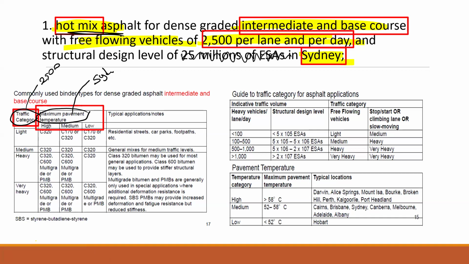Okay, so Sydney temperature is what? Is it high, medium, or low? Medium. Where do you see the Sydney? So that one is here, isn't it? And how about the traffic condition? We have 2500. That is this one. How about the site severity? Free flowing. So that is very heavy. So this is very heavy and this is medium.